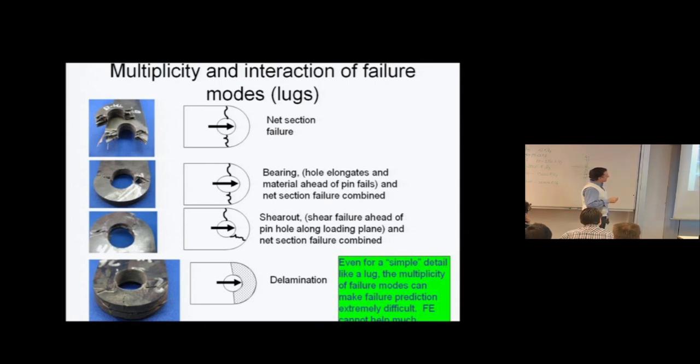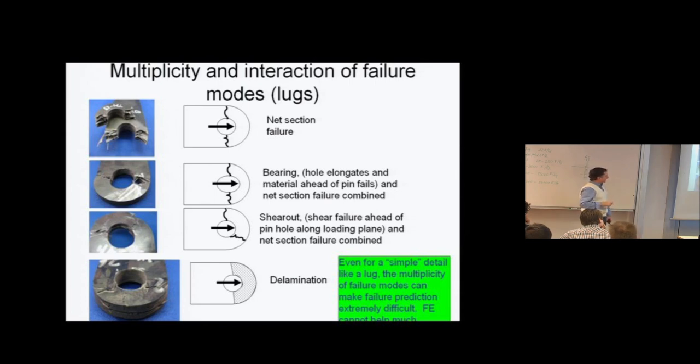You can fail by breaking on either side of the hole, and that's the net section failure. It's a tension failure. You can fail by bearing, which means that this hole in the center will elongate, and eventually, you see how much it has elongated here, and eventually you will fail now in tension in that case. Or you have a combined net tension and shear out. You can see the failure here, where the shear stresses locally are too high and exceed the shear strength.